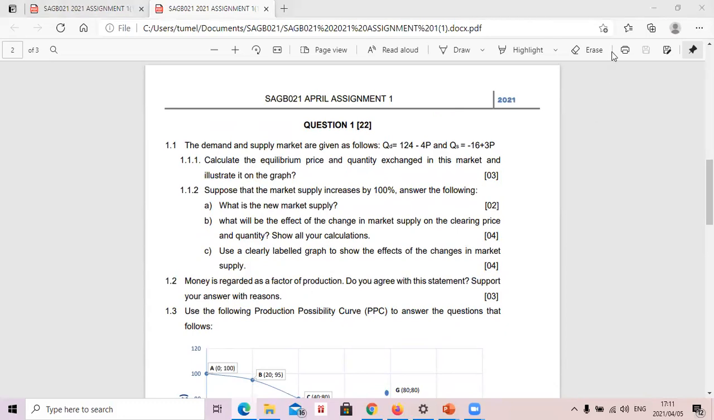You are going to support your answer with different reasons. Don't give me the answer now, the reason why money is not considered a factor of production. You will write it on your own. So 1 mark will be given to no, then the remaining 2 marks for the reason.